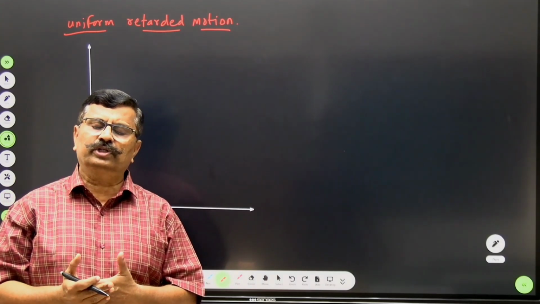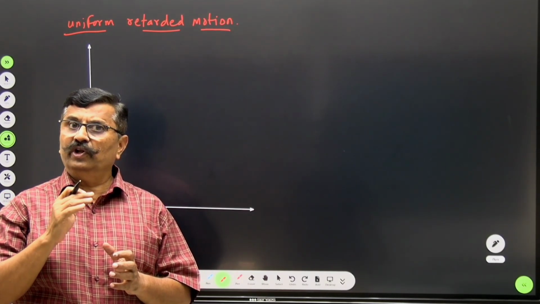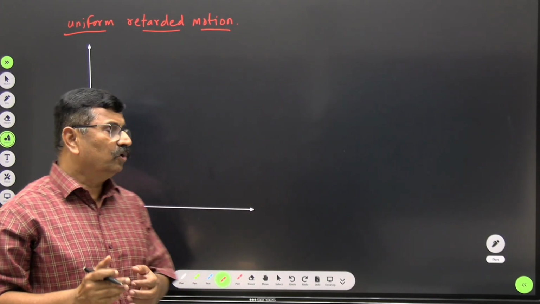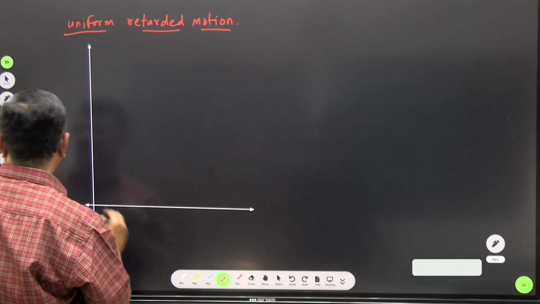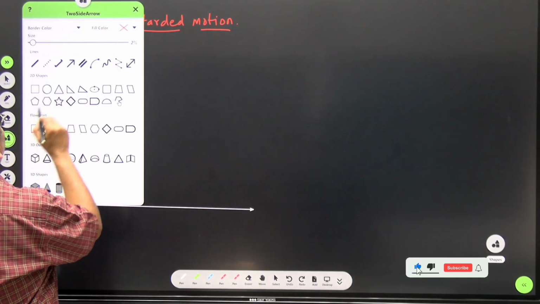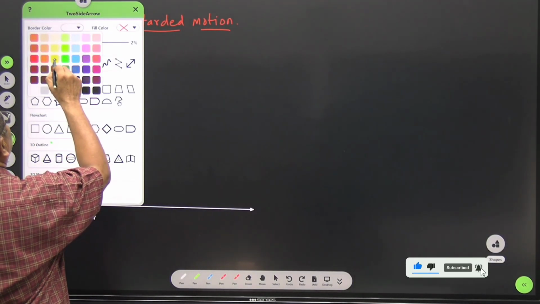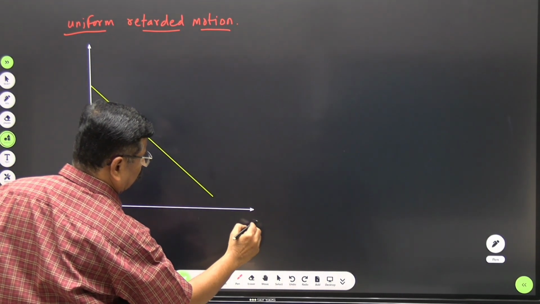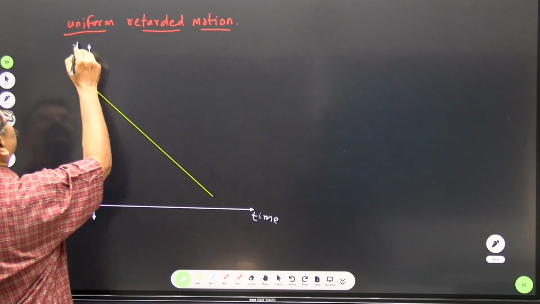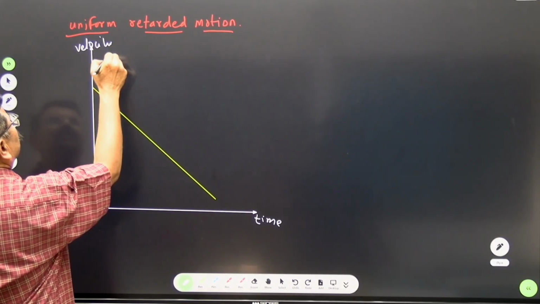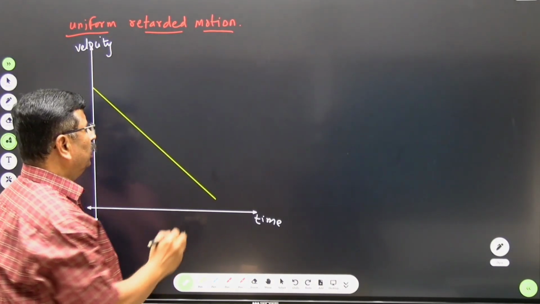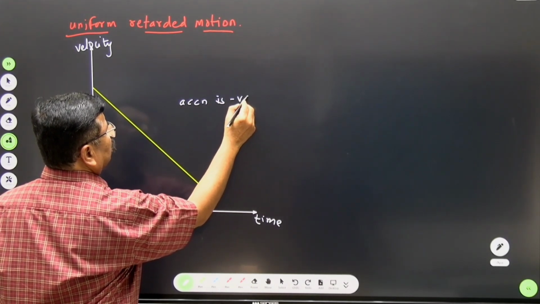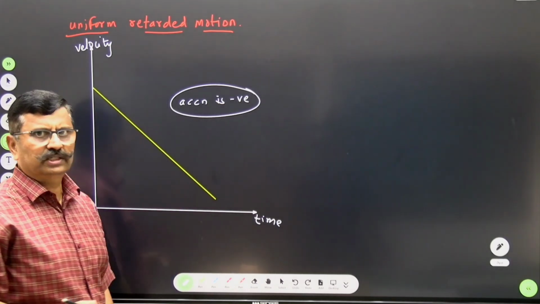What do you mean by retarded motion? The motion in which the velocity of the body keeps on decreasing. This is also known as negative acceleration. So when the body is under negative acceleration, then the velocity of the body decreases, and the graph for velocity versus time is this. So this is for retarded motion. Here the acceleration of the body is negative.